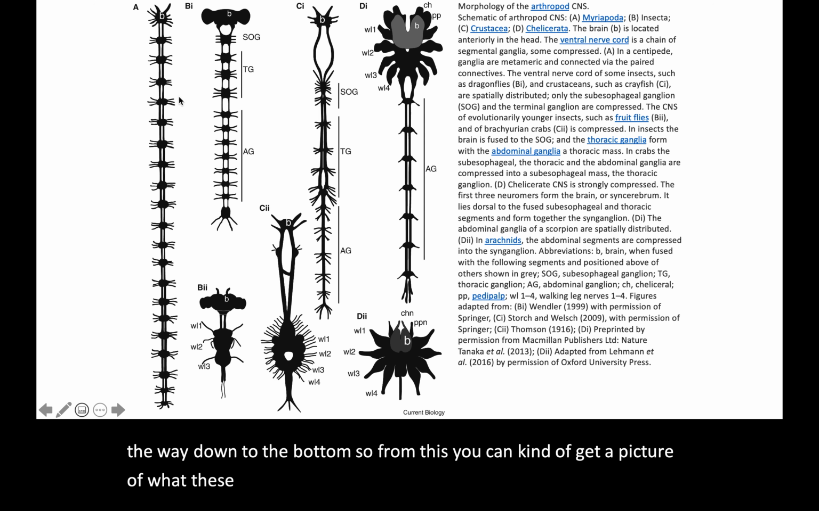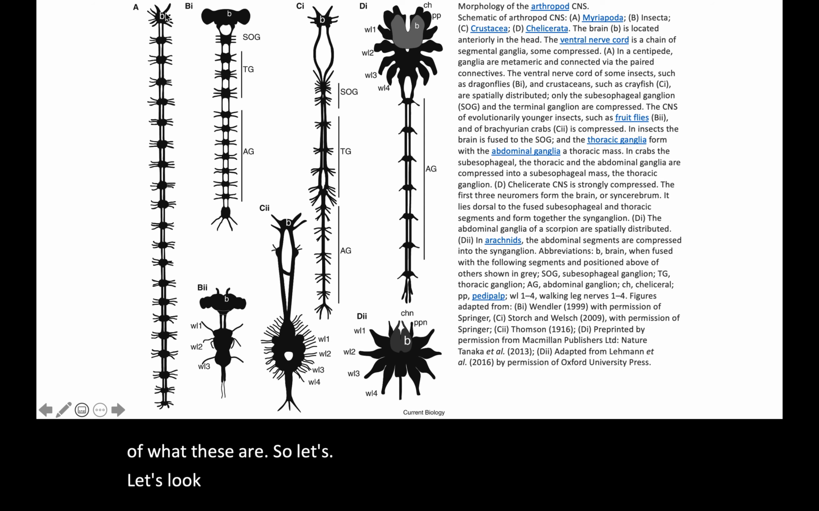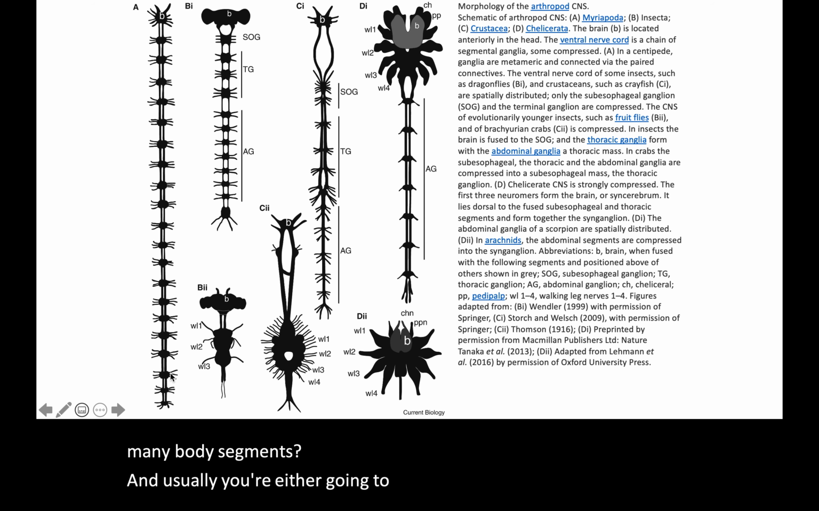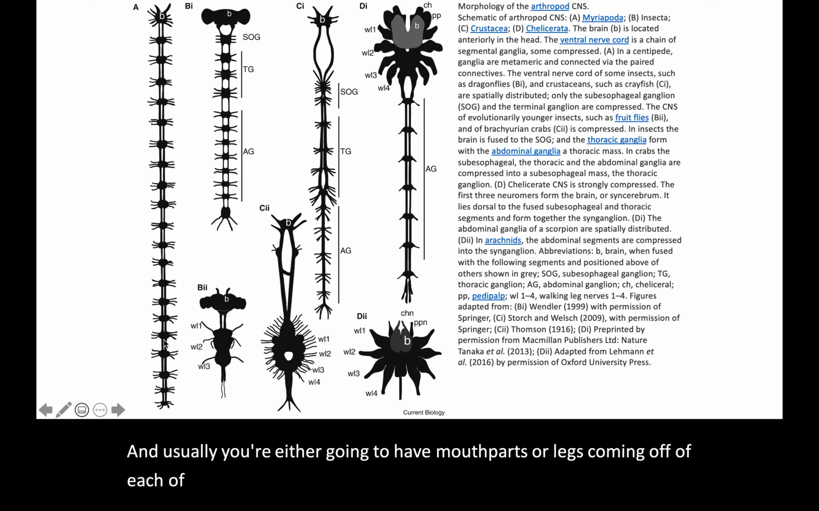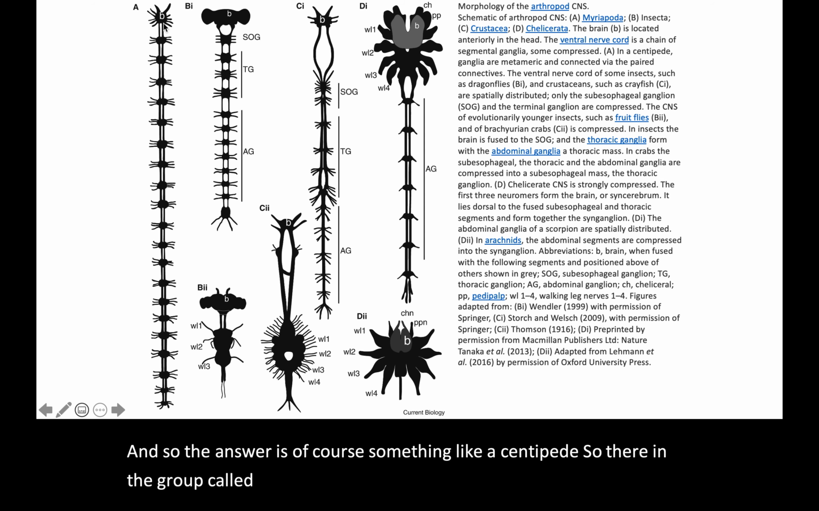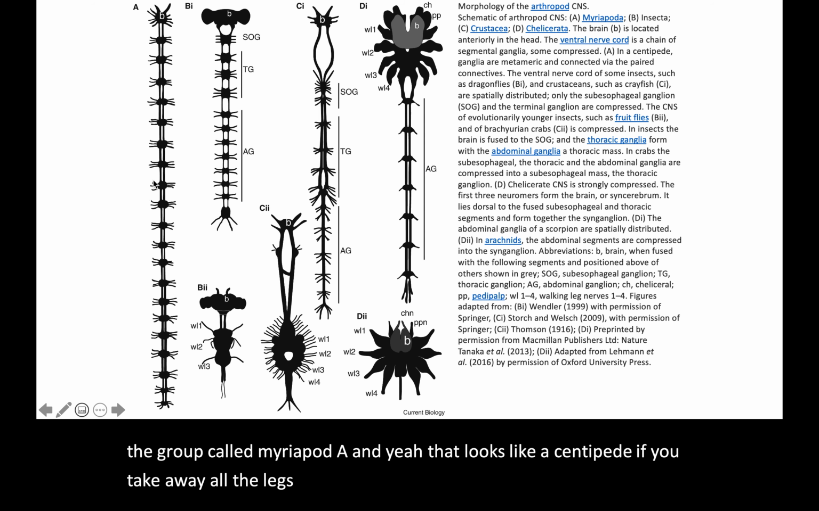So let's look at this. What do you think we got here? What would have this many body segments? And usually you're either going to have mouth parts or legs coming off of each of these ganglia. And so the answer is, of course, something like a centipede. So they're in the group called Myriapoda. And yeah, that looks like a centipede if you take away all the legs. So attached to each one of these little neural branches are going to be the leg muscles.